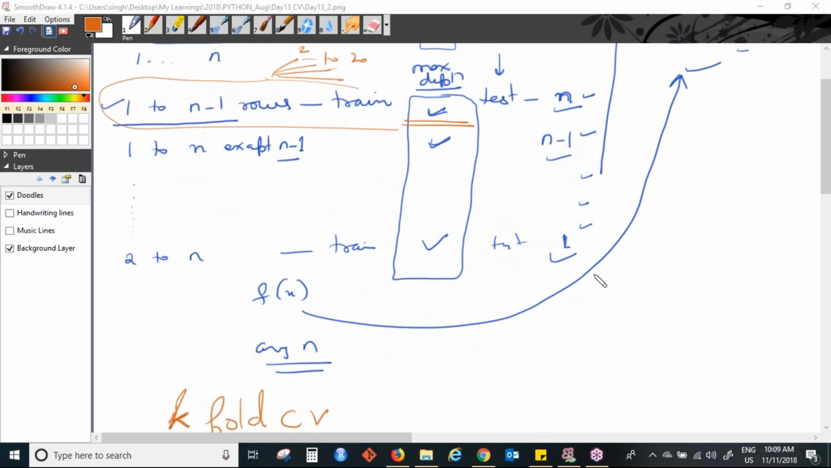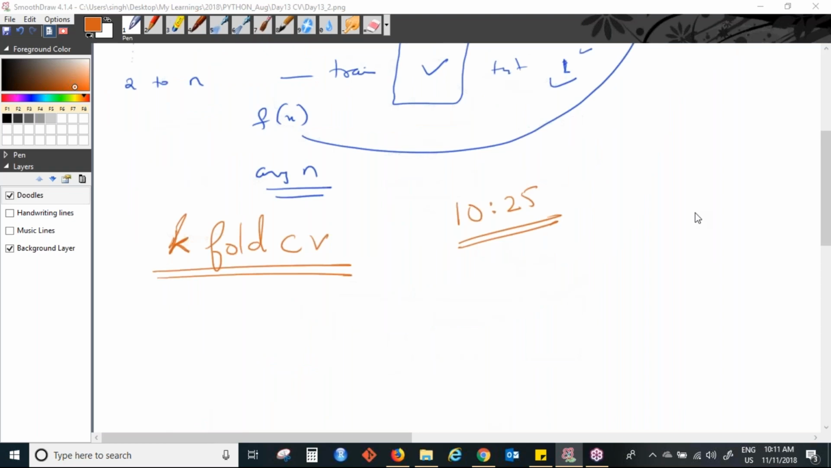Okay, let's continue, guys. So we have seen what leave one out cross validation is. Leave one out cross validation, as the name suggests: here we train the model on n minus 1 rows, and the last row is used for testing the model. And this process repeats until each row has become the testing data. So that means the process repeats n times. The only disadvantage of leave one out cross validation is that it takes a lot of time to run because you are running the model so many times, n times.